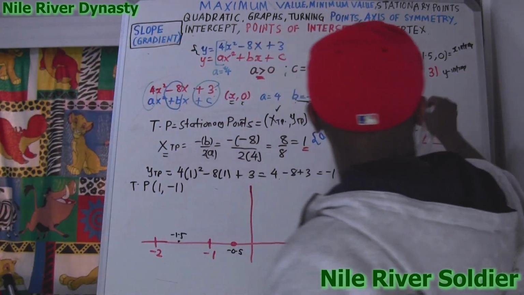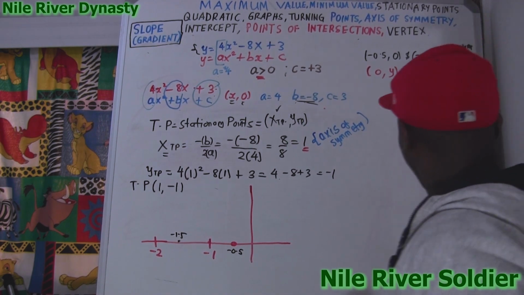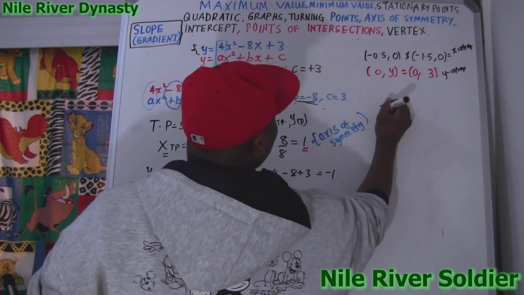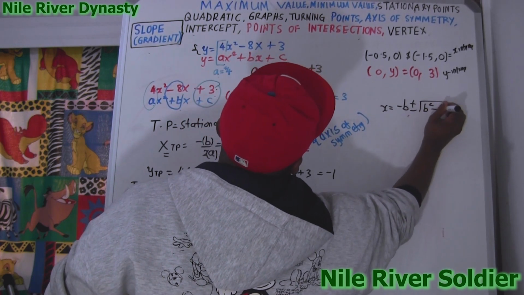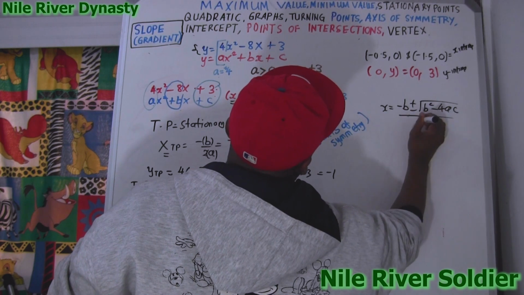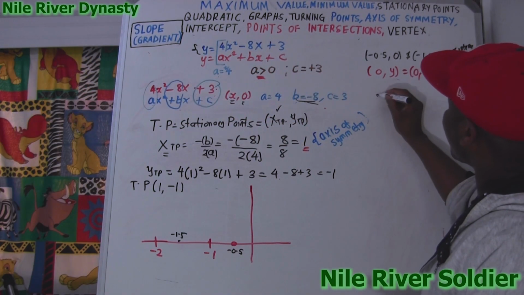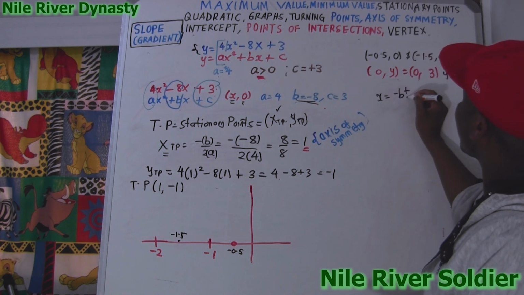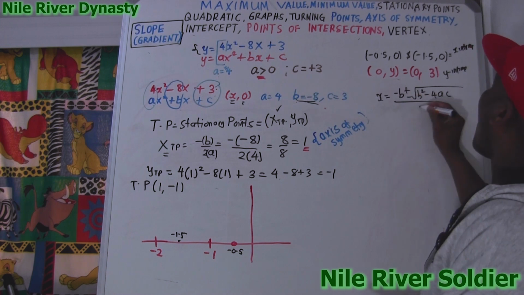Let me check my x-intercept again. Quick, I hope you don't mind, because I believe I made a mistake. Just a minute, okay? The formula says x equals negative b plus or minus the square root of b squared minus 4ac, over 2a. This is for the x-intercept. So now let's correct it. x equal to negative b. I think when I substituted I made some silly mistake. b squared minus 4ac over 2a.